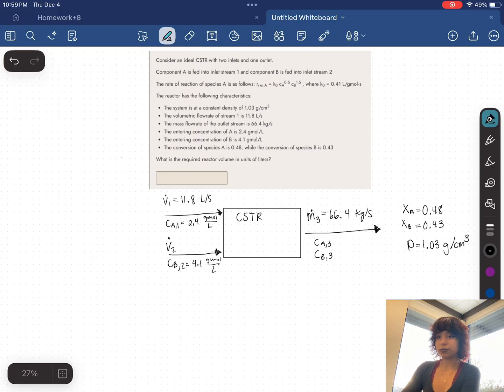In our exiting stream, we will put our mass flow rate and concentration of A and B. We can then write the density, our reaction rate formula, our K naught, and our conversions: XA is equal to 0.48 and XB equal to 0.43.